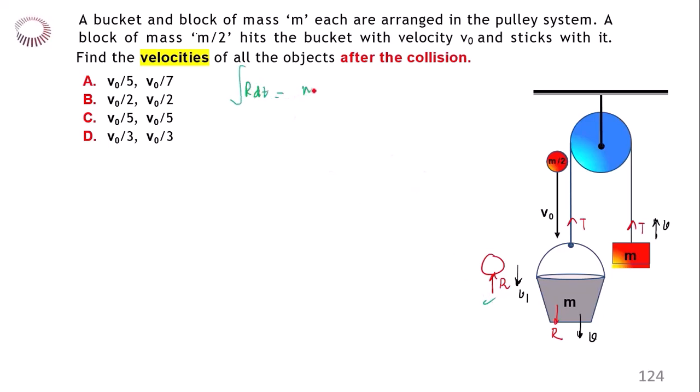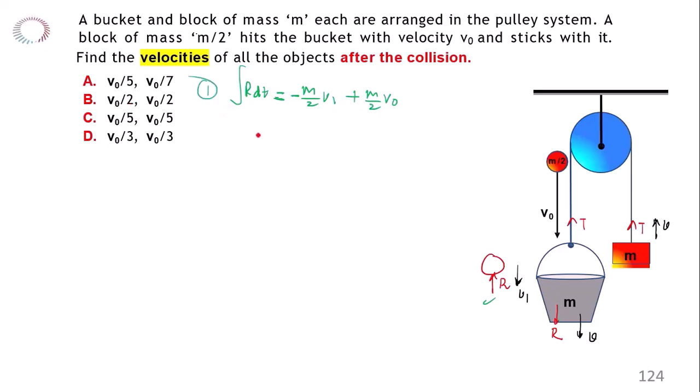So finally, the final momentum is m by 2 into v1 and the initial momentum is m by 2 into v0. Since I am taking upward as positive, downward is negative. So upward is positive, downward is negative, so minus, and that number becomes plus. Got it? So this is equation number 1 for the ball.